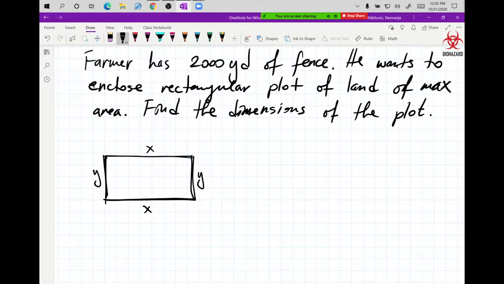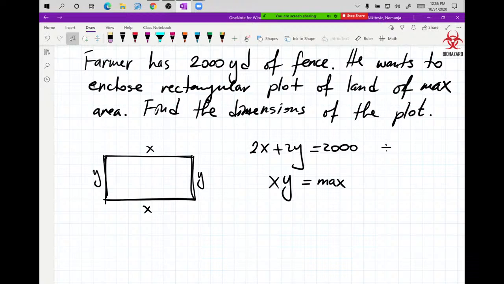So farmer has 2,000 yard of fence. Well, that goes around the perimeter. So 2x plus 2y equals 2,000 should be the common sense to start with, because the perimeter fence goes on the perimeter of the rectangle, and the perimeter of the rectangle are 2x's and 2y's. So this is your constraint that you want to use for the perimeter. You want to use all of your 2,000 yard of fence. And you want maximum area. Well, that should be no-brainer as well, right?